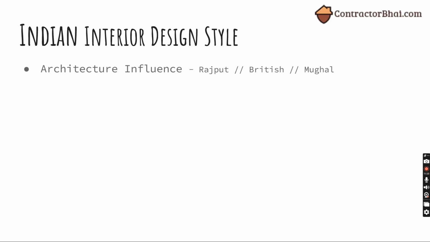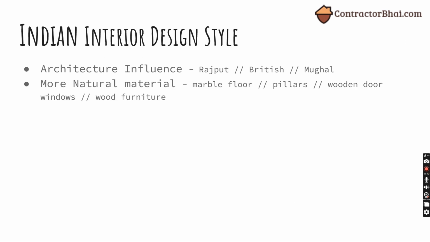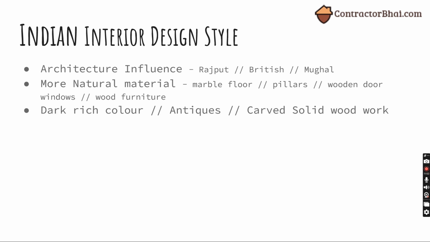So Indian design style has the influence of different cultures. It has a lot of natural materials. So marble floor, you will see wooden pillars. It could be wood, it could be stone. Then the doors and windows are wooden. There is a lot of wood furniture. The colors are dark, okay, bold dark colors.